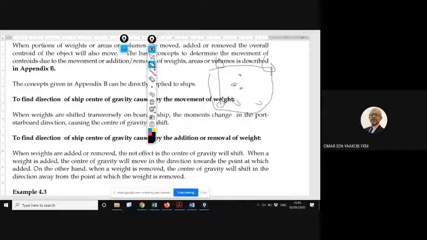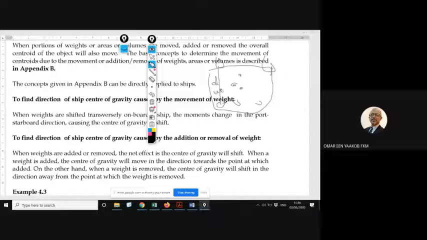So if you move the weight from here to here, then G will move from here to here. And the distance moved is given by the formula in Appendix B, which is the weight moved times the distance moved divided by the total weight of the ship. So W times D divided by displacement.